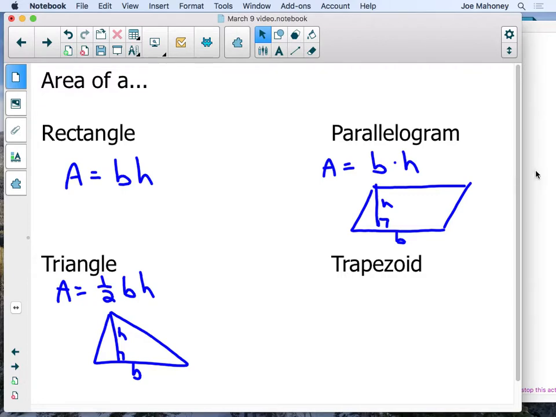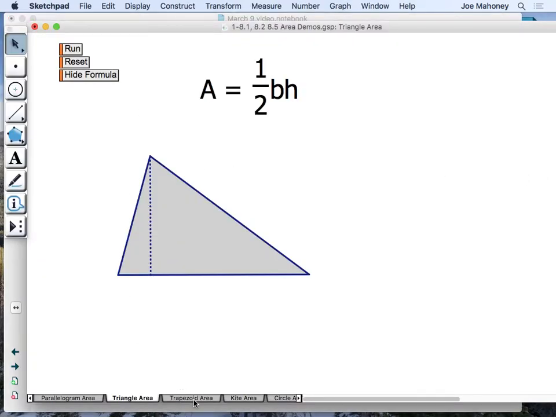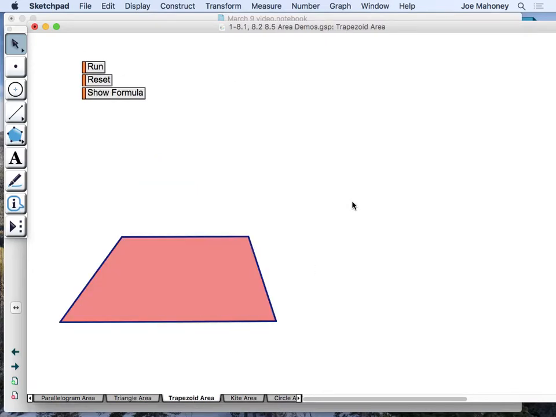All right. Wait till you see the trapezoid. You're going to love it. Check this out. So here's my trapezoid. And let's talk about what that might be. Let's press run and see what happens. Ooh, what shape was made? Yeah, we made another parallelogram. So we know what the area of a parallelogram is. The area of a parallelogram is base times height.